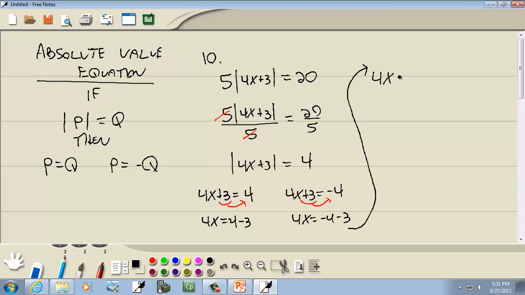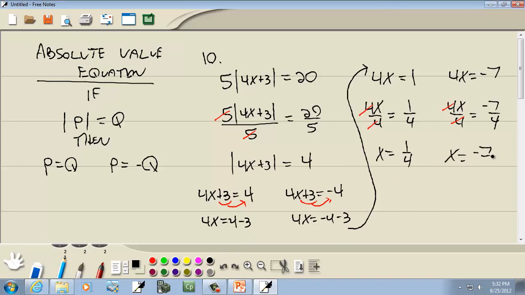Well, on the left side there, I got 4 minus 3, which is 1. And on this one, we got negative 4, negative 3, which gives me negative 7. Divide both sides by 4. And we end up with x is equal to 1/4. Those 4's canceled. Over here, divide both sides by 4. And those 4's cancel. And we got x is equal to negative 7/4. So those would be our answers.